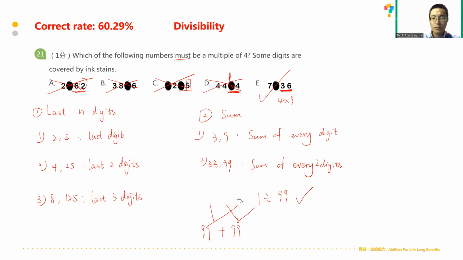The third type is called difference, the difference of several digits. But the most commonly used divisibility rule is these 2. So we will only go through these 2 today. You keep these 5 rules in mind, and it will suffice for 99.9% of all the questions you will encounter in the future.